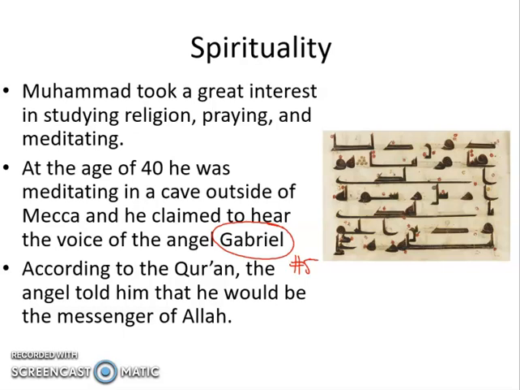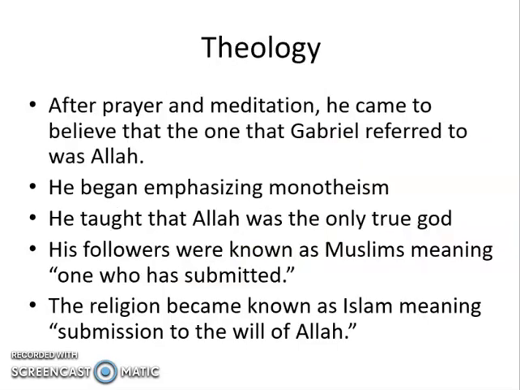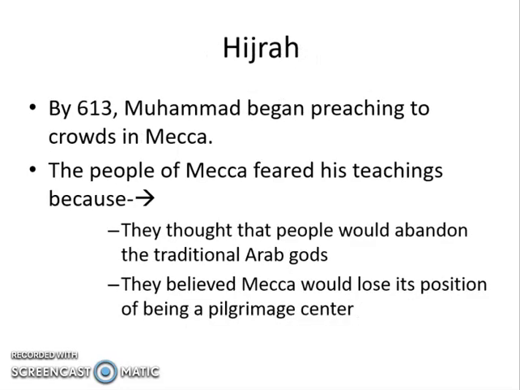He liked to meditate in caves. And so one day, he claimed that the angel Gabriel gave him a vision telling him he would be the last prophet, messenger of Allah. So, after prayer and meditation, he came to believe that Gabriel talked to him. The term Muslim means one who has submitted to the will of Allah, and Islam means submission to the will of Allah. So that's why they are referred to as Muslims. This is the message that he believes that he got.